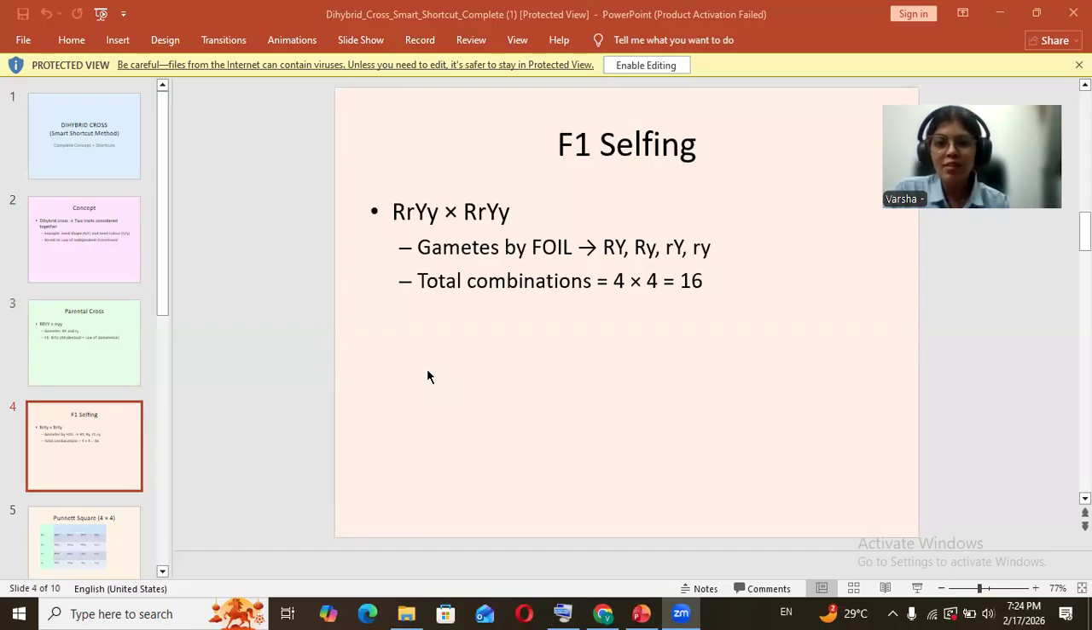So we will form gametes by the foil or fork method. If we try to understand how many gametes are formed from such heterozygous parents, it is 4, because there are two heterozygous pairs. So there will be 4 gametes: capital R capital Y, capital R small y, small r capital Y, and small r small y. Total combinations 4 into 4 is equal to 16, and this 16 is also the number of offspring in the F2 generation.